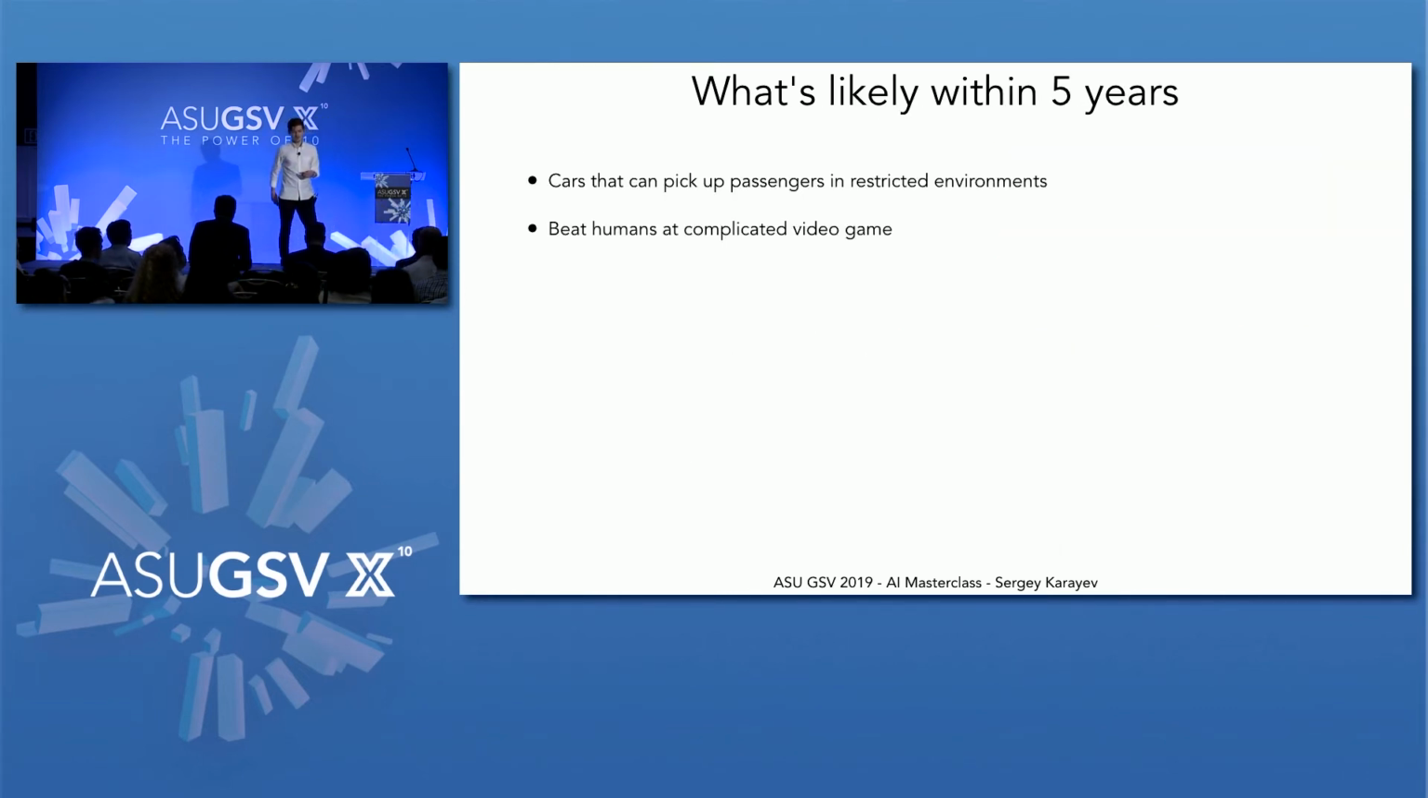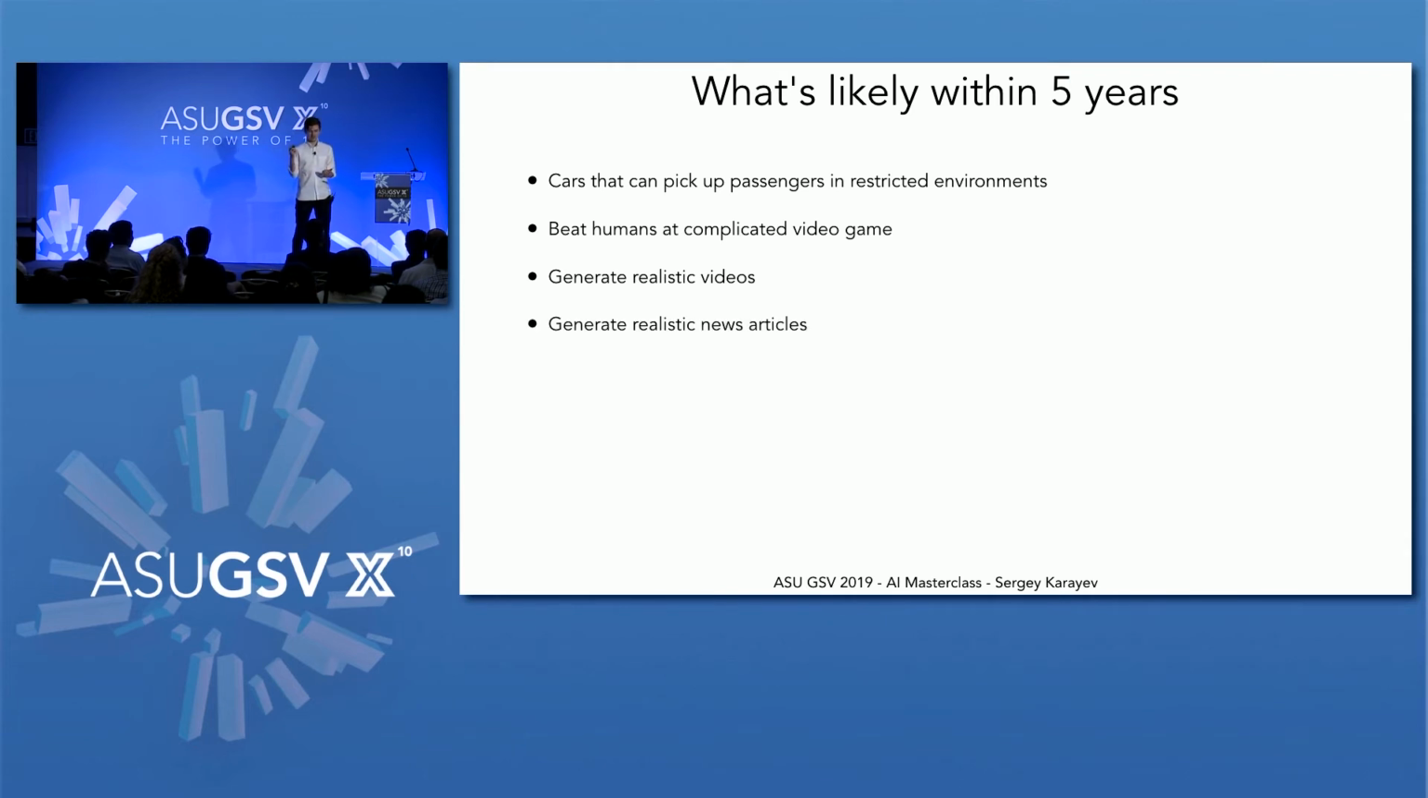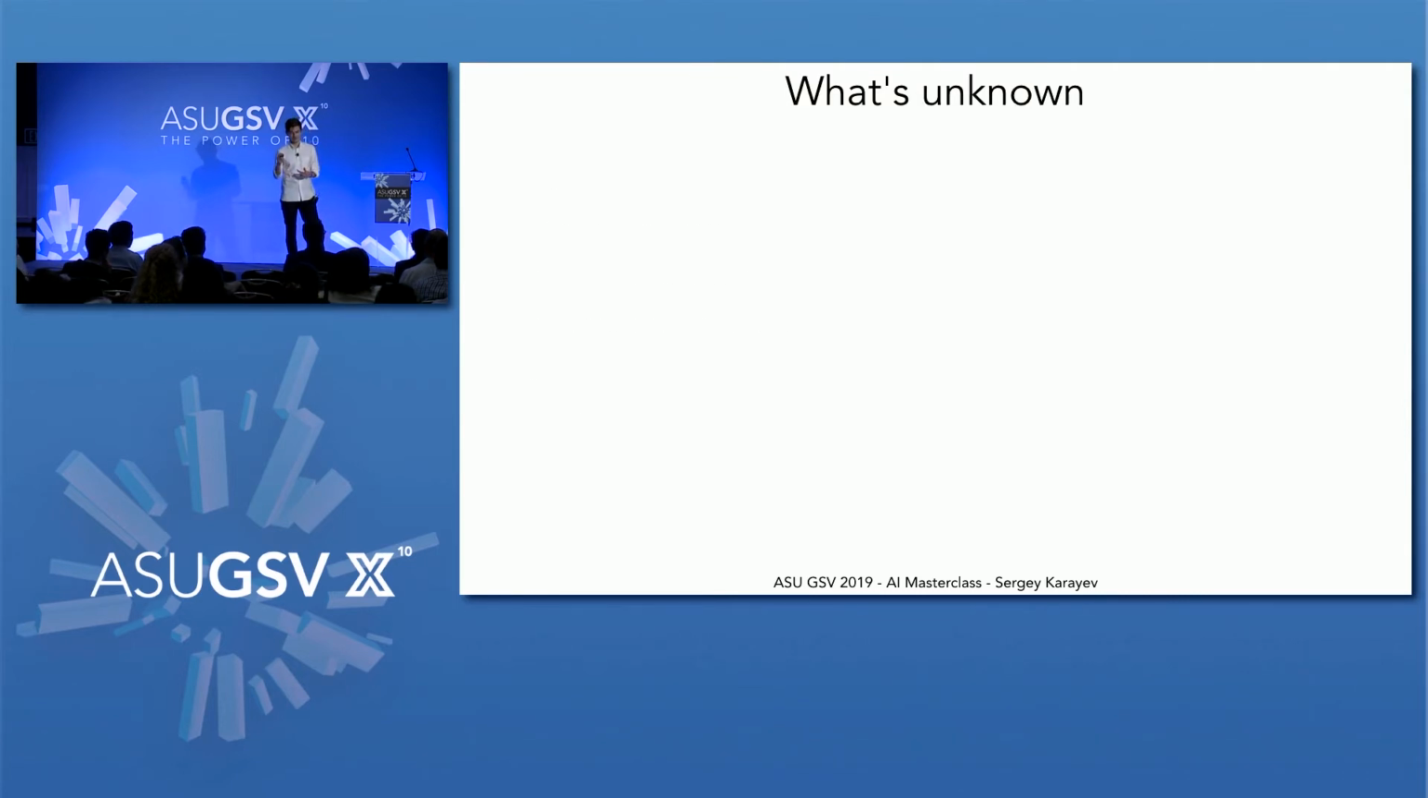And in 5 years, I think we'll have cars that can drive most roads and pick up passengers in some places, like special pickup curbs. We'll probably see AI beat humans in a complicated video game, like Fortnite or something. We can generate realistic videos, like Obama saying a bunch of crazy stuff that he didn't say. Generate news articles with no human in the loop, but that read like a human wrote them. Probably generate realistic music that sounds decent. And probably have whole customer support conversations with humans not even realizing that it's AI. I think that's feasible in 5 years.